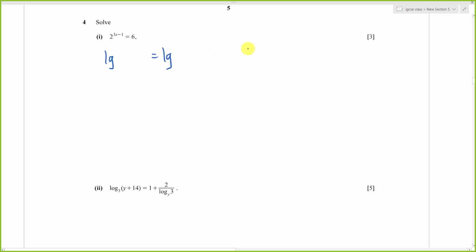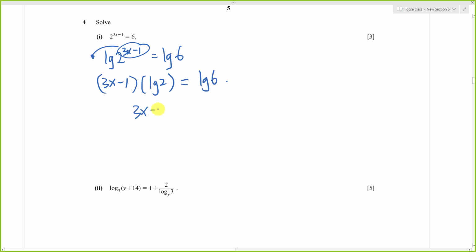Of course, you might ask me, teacher, can I use ln for both sides? Yes, you can do ln for both sides. You will still get the same result, so don't need to worry about that. So this is the log of 2 to the power 3x minus 1 equals log 6. The log rule tells me I can move my power to the front, right? So 3x minus 1 multiply log 2 equals log 6. So 3x minus 1 equals log 6 over log 2.